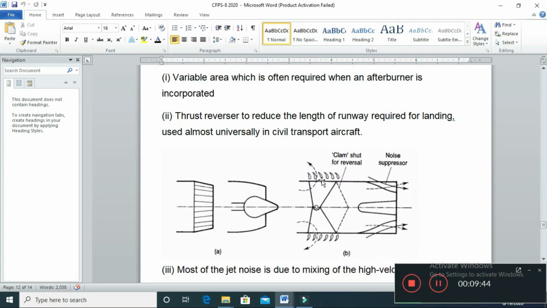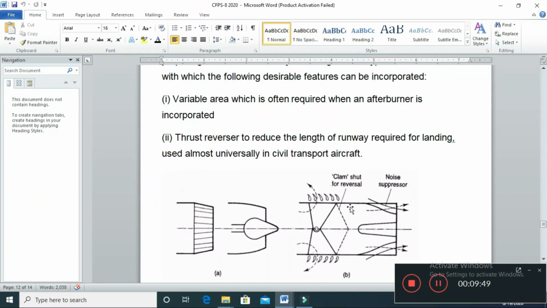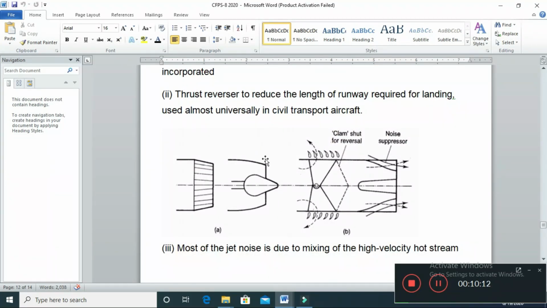Further, in case of converging nozzles we can place various components. One is the variable area. After the afterburner we can place variable area, which is more convenient in case of converging nozzle. We can add the components for varying the outlet area conveniently when we are using the converging nozzle. Then we can also place a thrust reverser in the converging nozzle.